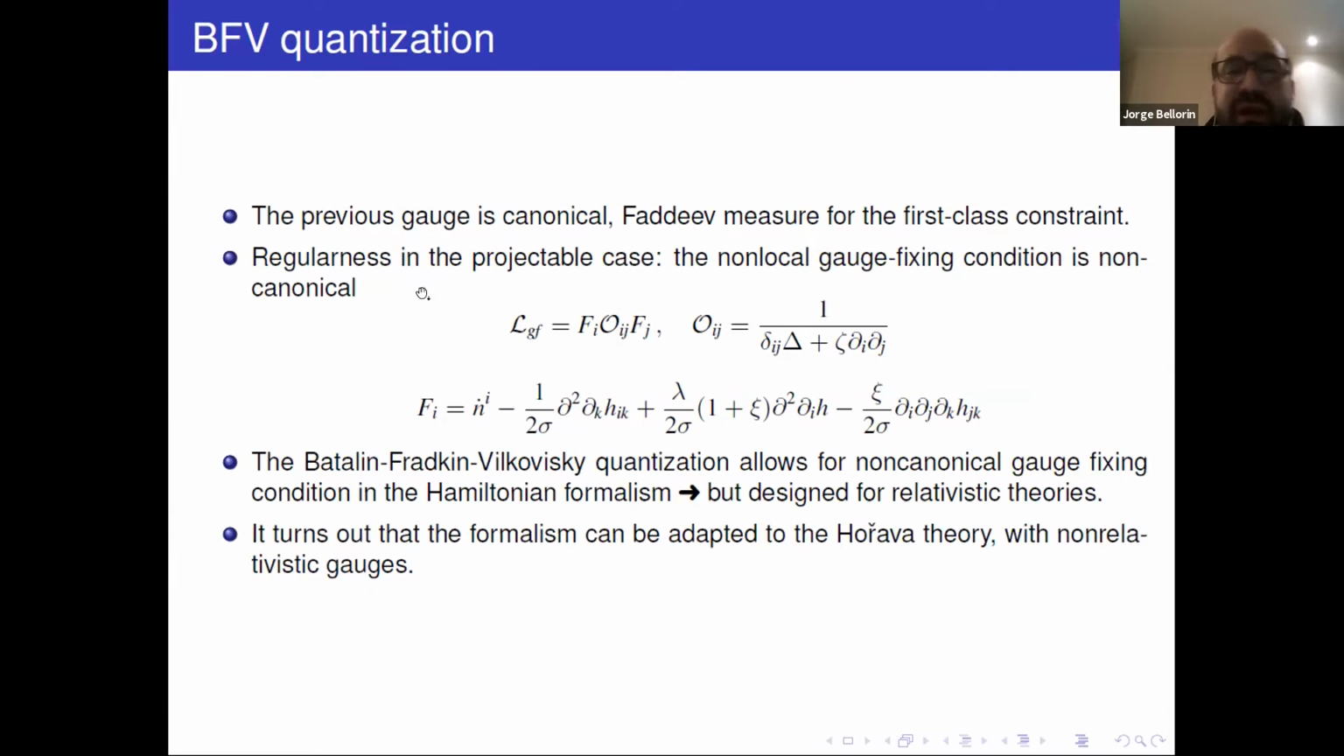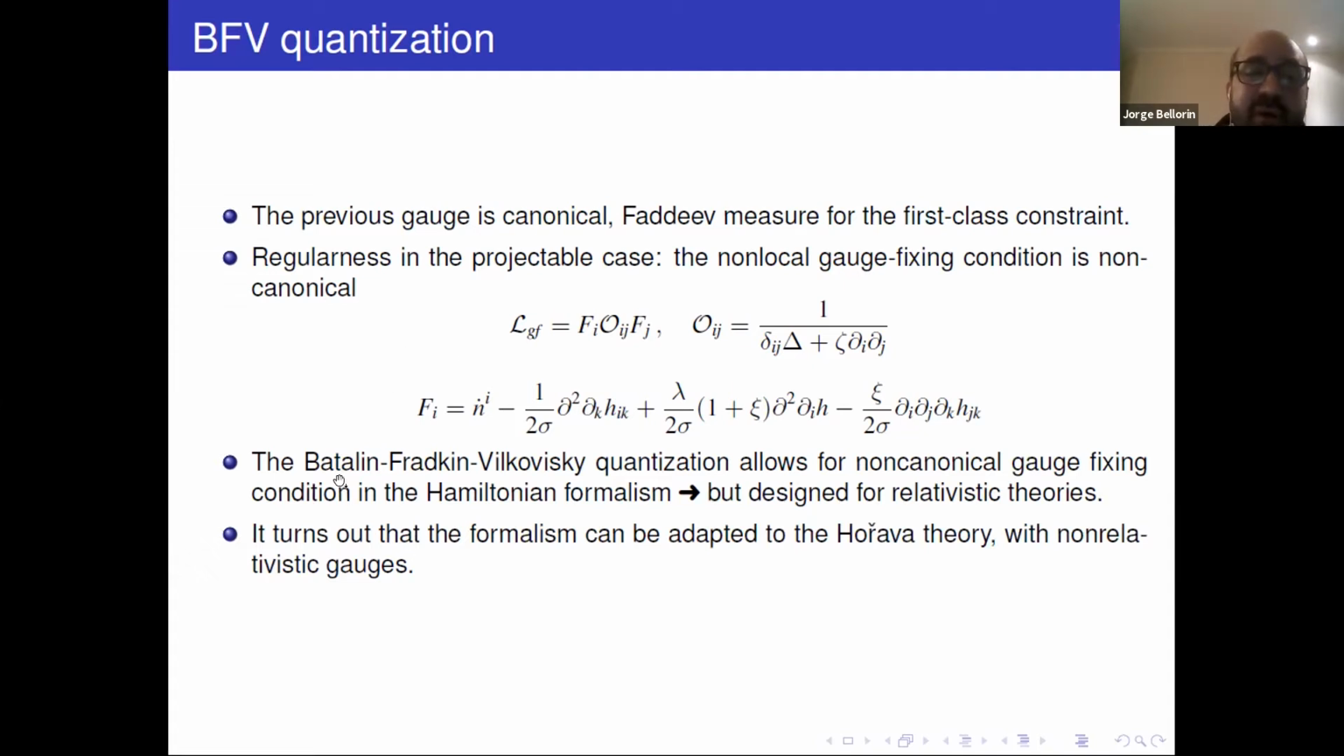So the point is that in the previous analysis, we used the transverse gauge as an example, which is a canonical gauge, and you can use the Faddeev measure for the first class constraint. But at the end, we know from experience with the projectable case that probably the best kind of gauge is this kind of gauge, which requires the use of this Lagrange multiplier. So it is a non-canonical gauge. So we might ask, how can we incorporate this gauge fixing in the Hamiltonian formalism, since it is a non-canonical gauge?